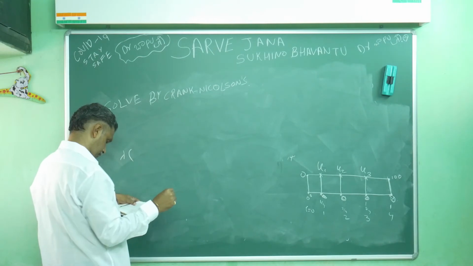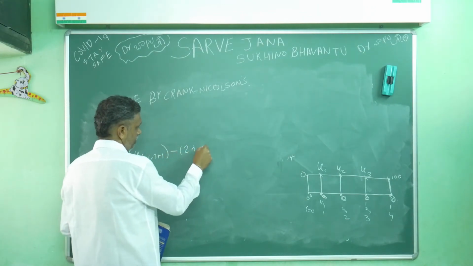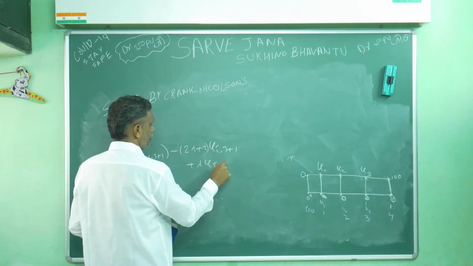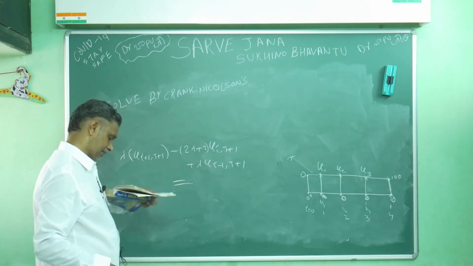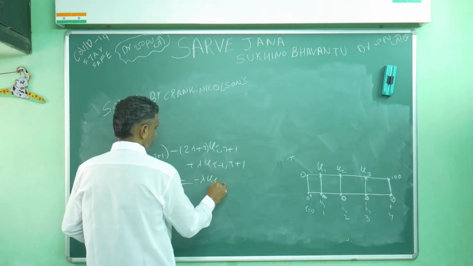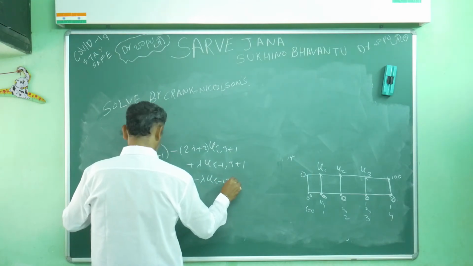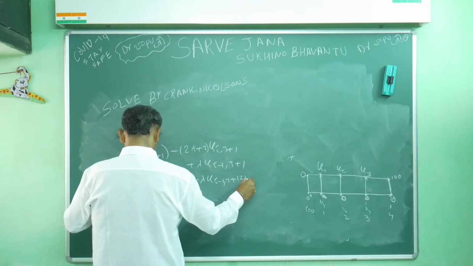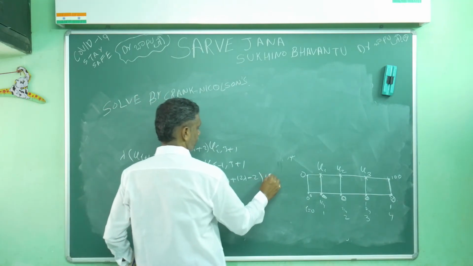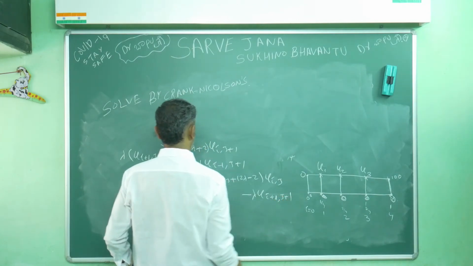Crank-Nicolson formula: -λ u(i+1,j+1) + (2λ+2) u(i,j+1) - λ u(i-1,j+1) at the j+1 stage, getting or not? Lambda values are positive, minus of 2 lambda is negative. Now at the j grid point, how you write: minus lambda u(i-1,j), plus (2 - 2λ)... here minus, here plus, here minus, you can remember: u(i,j) minus u(i+1,j). Getting or not?